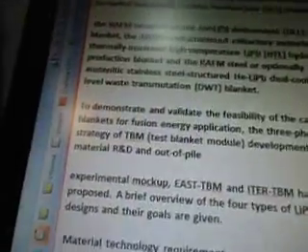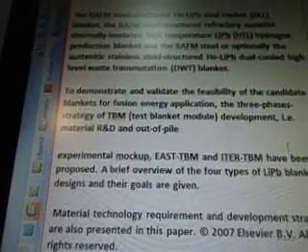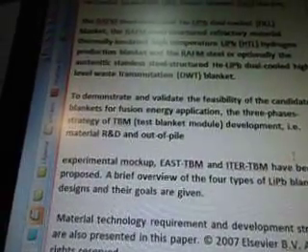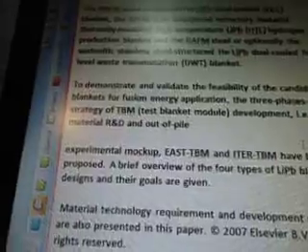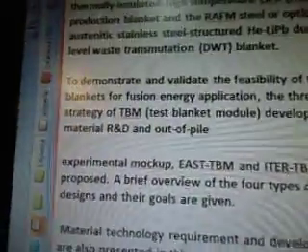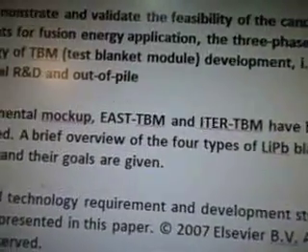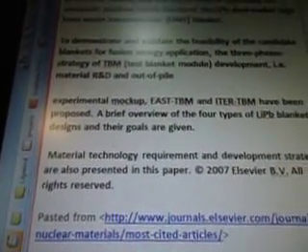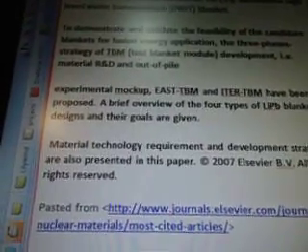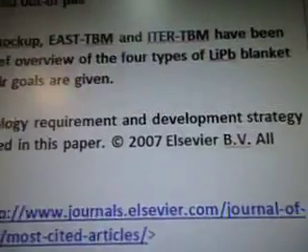That was a mouthful. To demonstrate and validate the feasibility of the candidate blankets for fusion energy application, the 3-phases strategy of TBM, test blanket module development, i.e. material R&D and out of pile. Now R&D has come up before, just so you know. I should put that in the tags actually. Experimental mock-up, EAST TBM and ITER TBM have been proposed. A brief overview of the 4 types of LiPb blanket designs and their goals are given. Material technology requirement and development strategy are also presented in this paper. From 2007, Elsevier BV, all rights reserved.